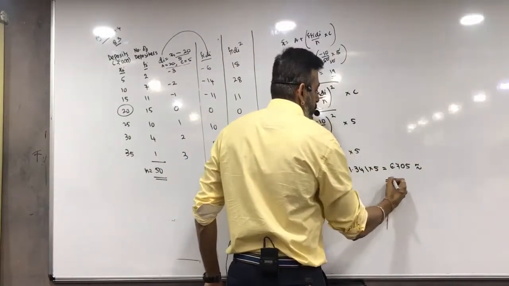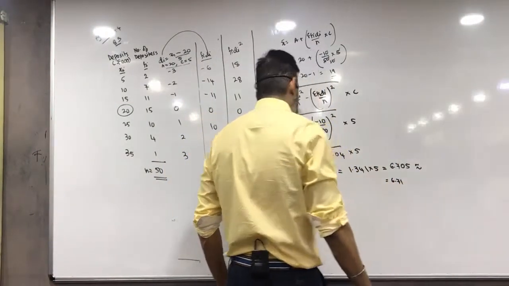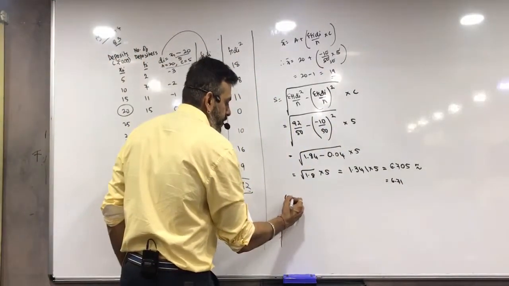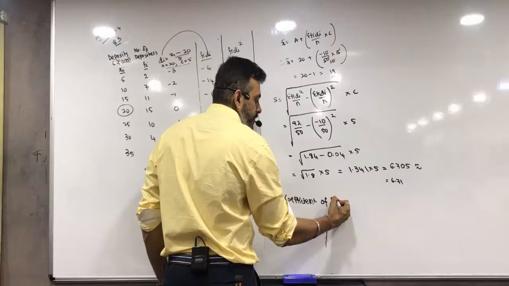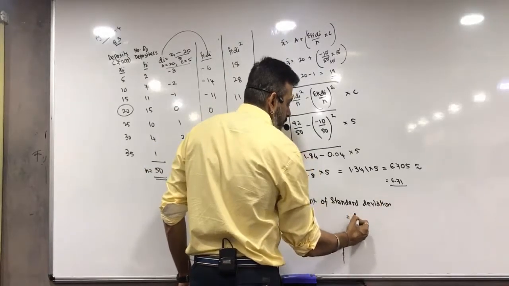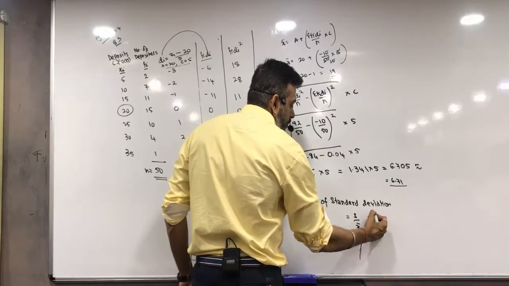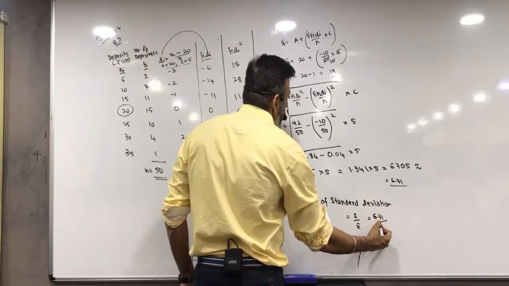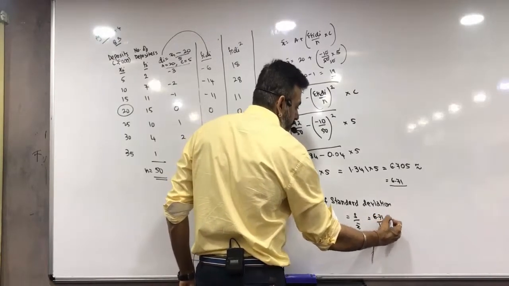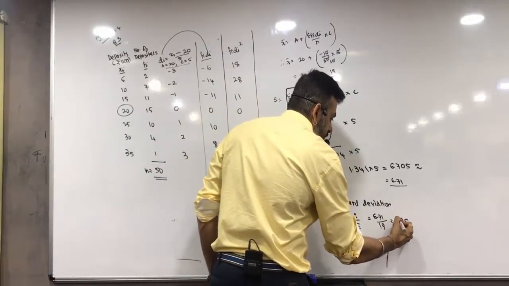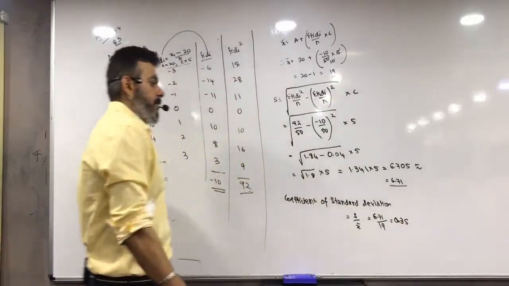6.705 is equal to 6.71. Now we have to find the coefficient of standard deviation, which is equal to S upon X bar, which is equal to 6.71 upon X bar, 19.35. Answer.